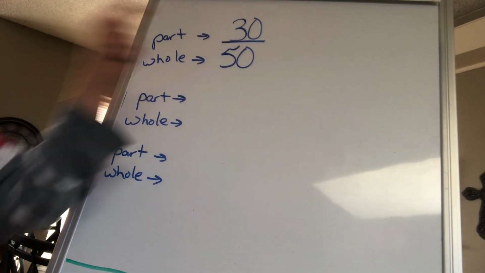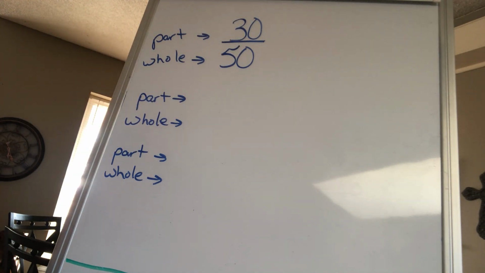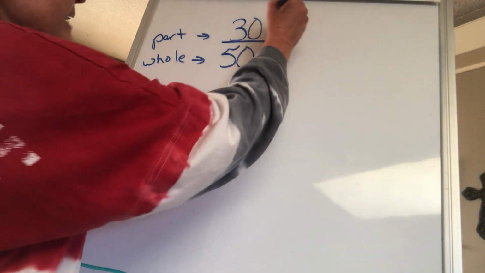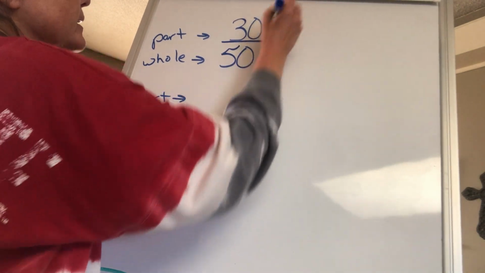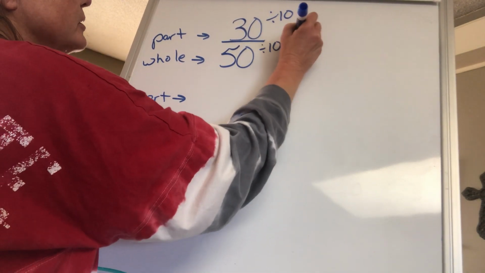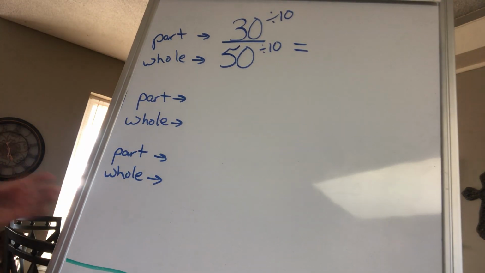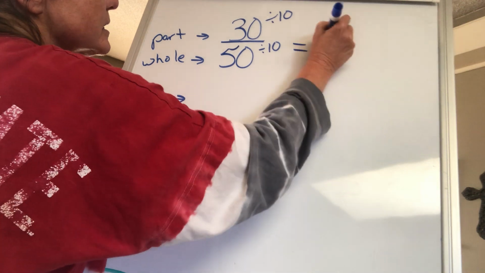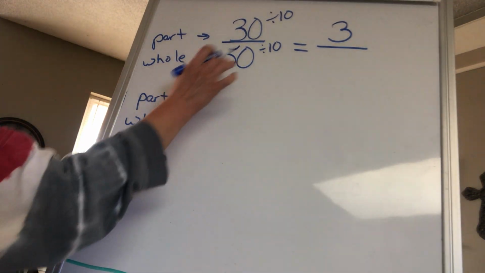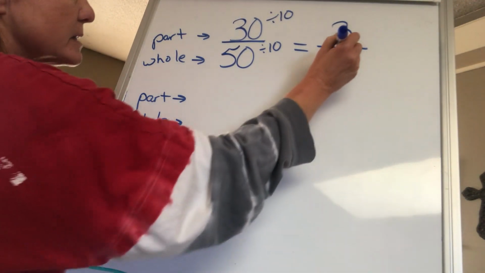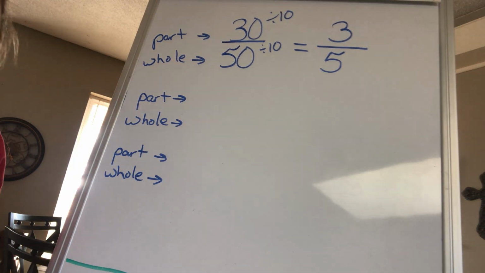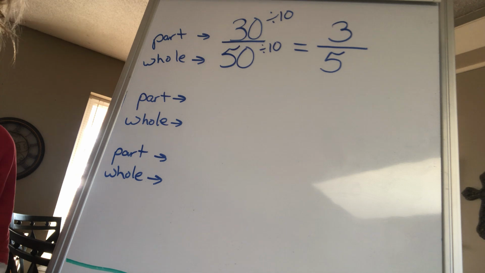Anytime they both end in 0, we can divide both of them by 10. Anytime they end in 0, they're both divisible by 10. So 30 divided by 10 is 3. 50 divided by 10 is 5. So I'm left with 3/5. She spent 3/5 of her time on math assignments.